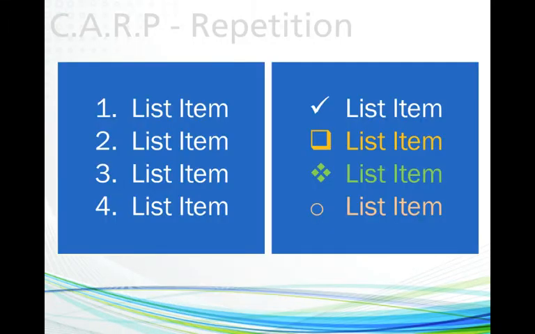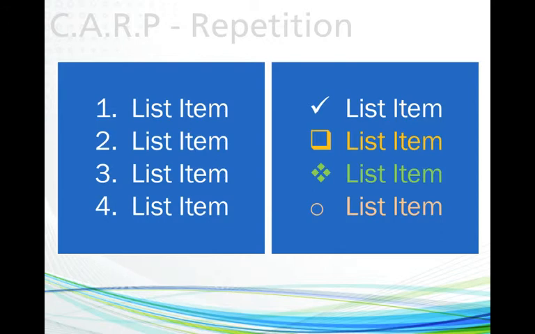Now, the repetition element of the C.A.R.P model is also a key factor. And as you can see on the example on the left, it uses a consistent repetition. So I used 1, 2, 3, 4, list item, list item, list item, list item. It's all in the same font, it's all in the same color. It uses a great degree of repetition.